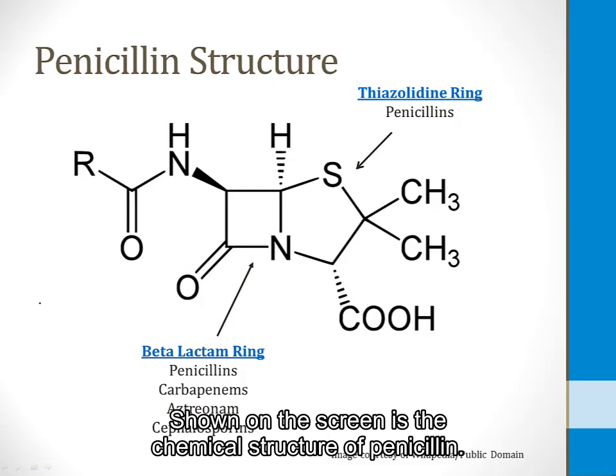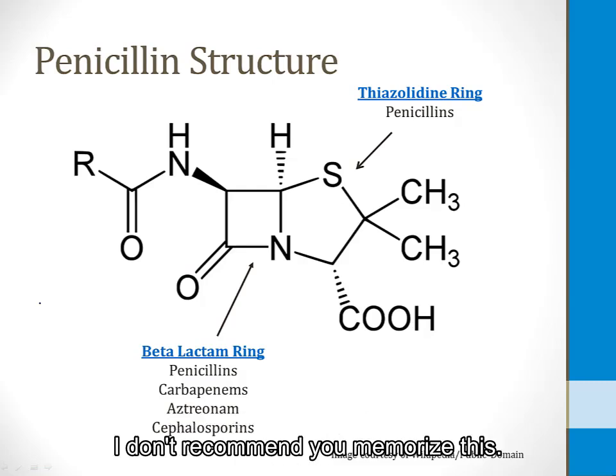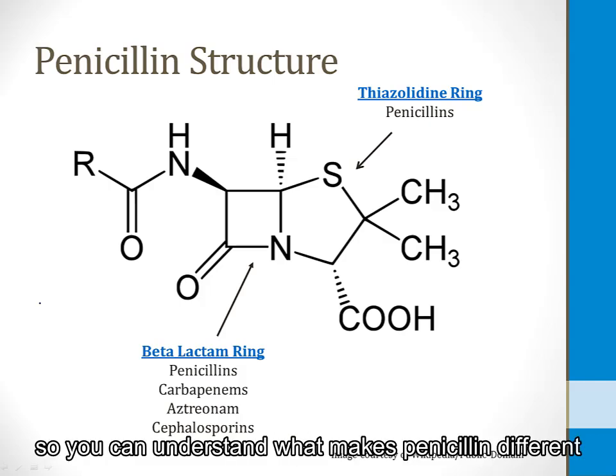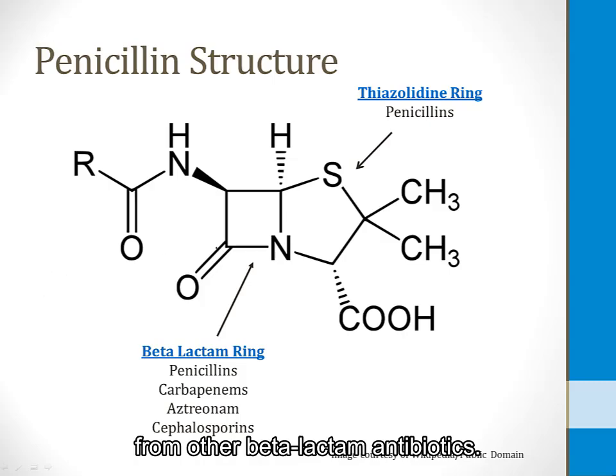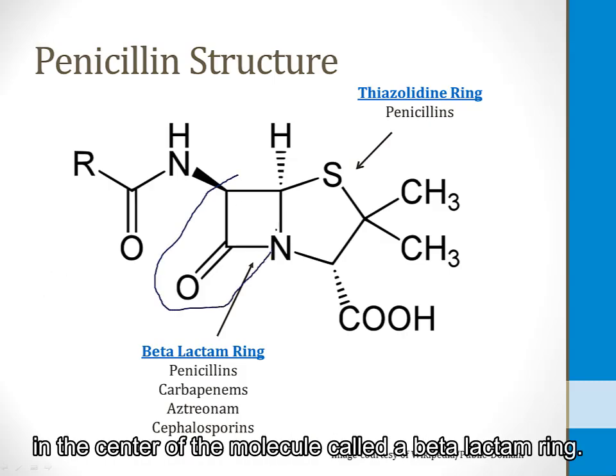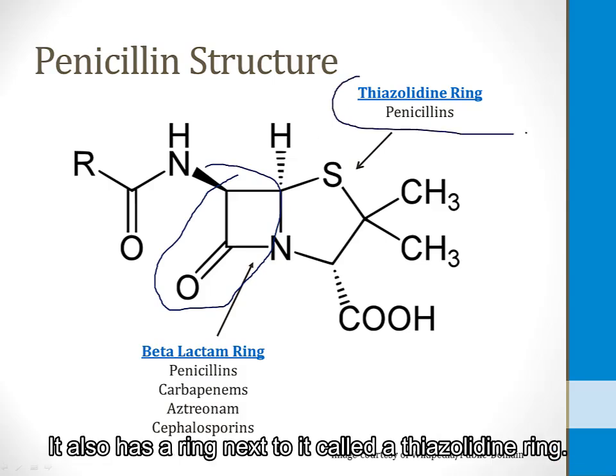Shown on the screen is the chemical structure of penicillin. I don't recommend you memorize this. I'm showing it to you now so you can understand what makes penicillin different from other beta-lactam antibiotics. So penicillin has this structure in the center of the molecule called a beta-lactam ring. It also has a ring next to it called a thiazolidine ring.